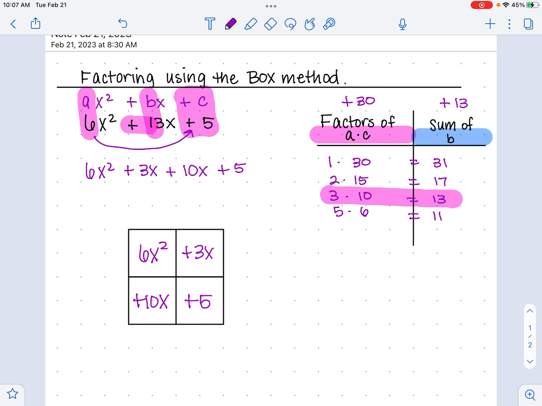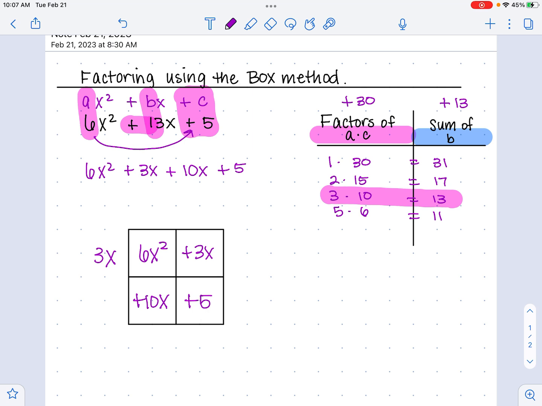We're using the box as a graphic organizer to help us pull out our greatest common factor. I'm going to look at this top row and see if I can pull out a greatest common factor. The greatest common factor between 6x squared and a positive 3x is 3x. And as long as I can pull out one factor, I can use that greatest common factor to find the rest of the factors outside the box.